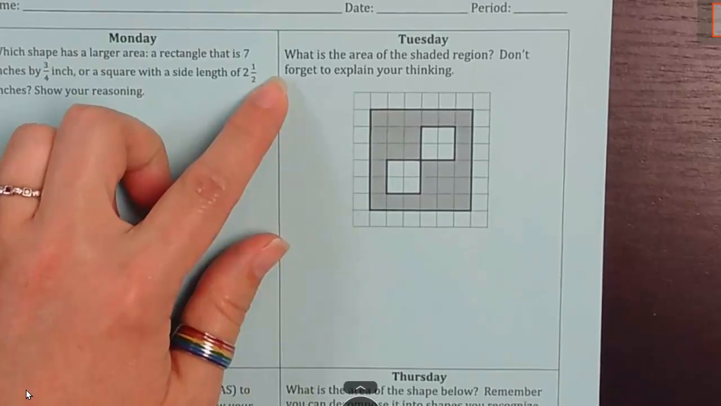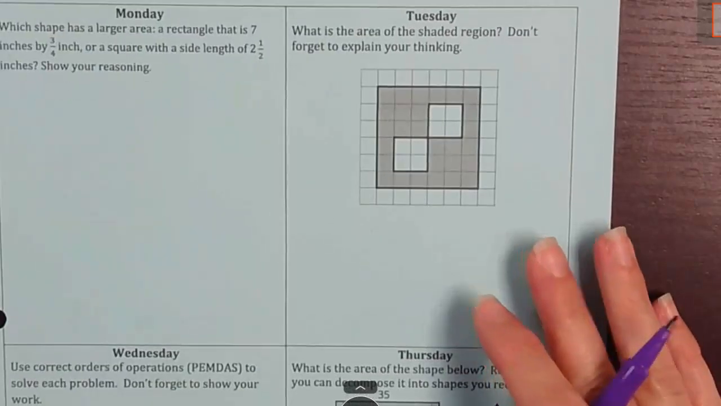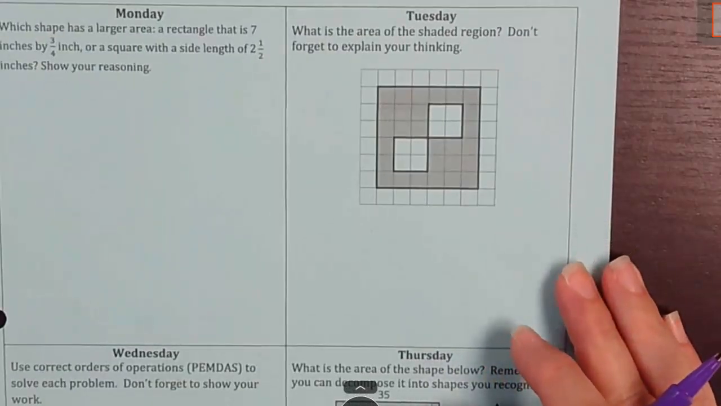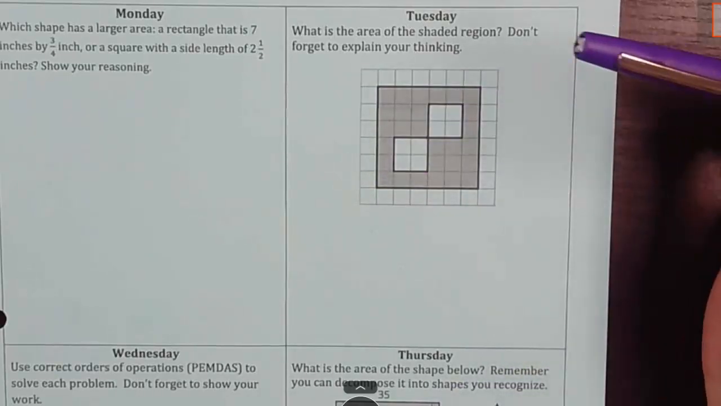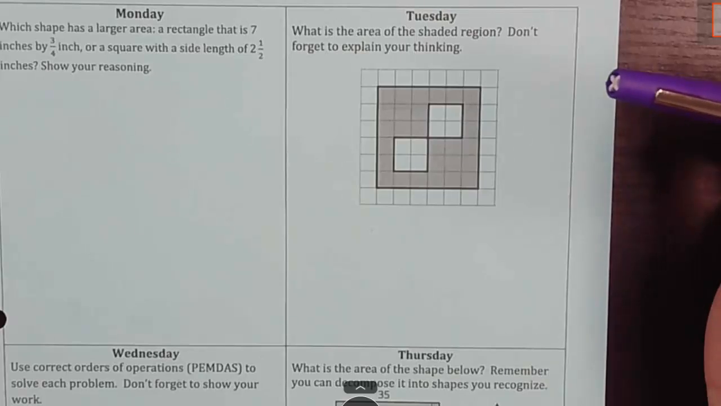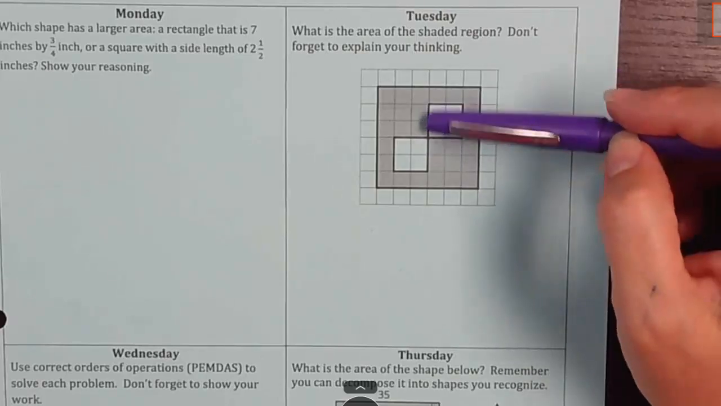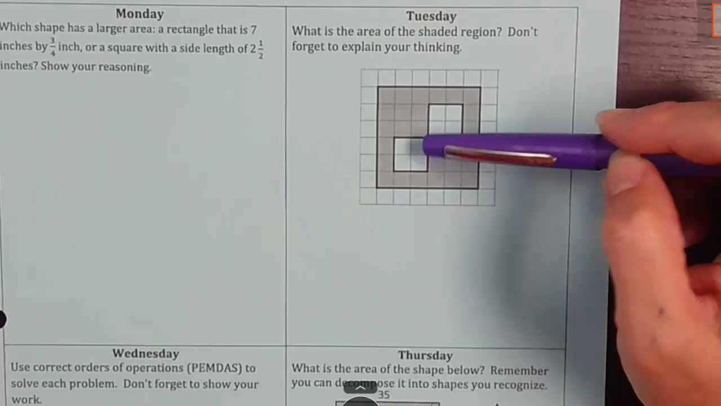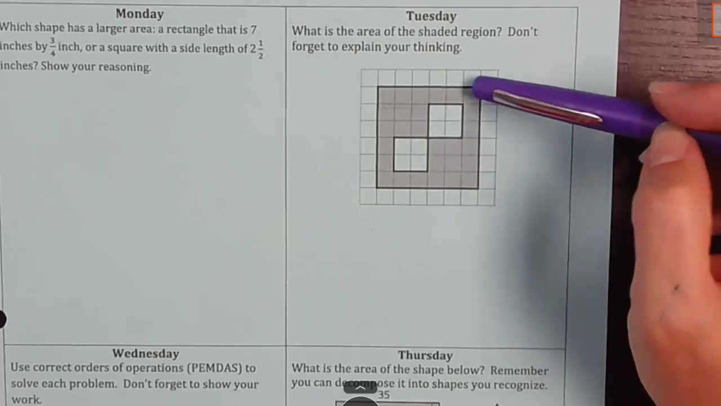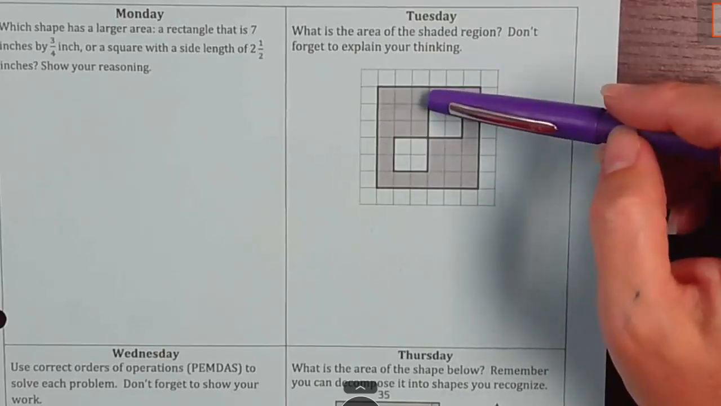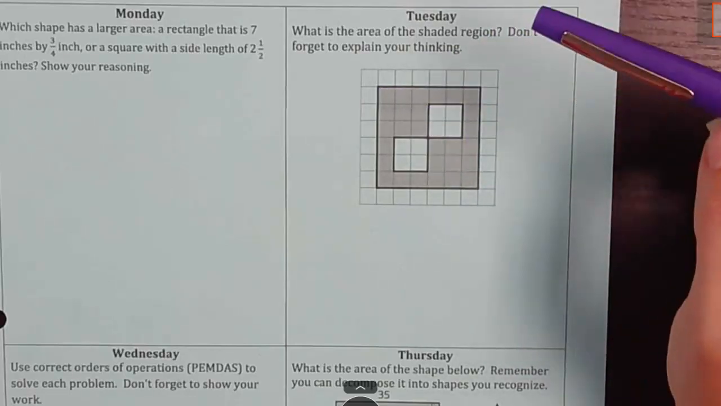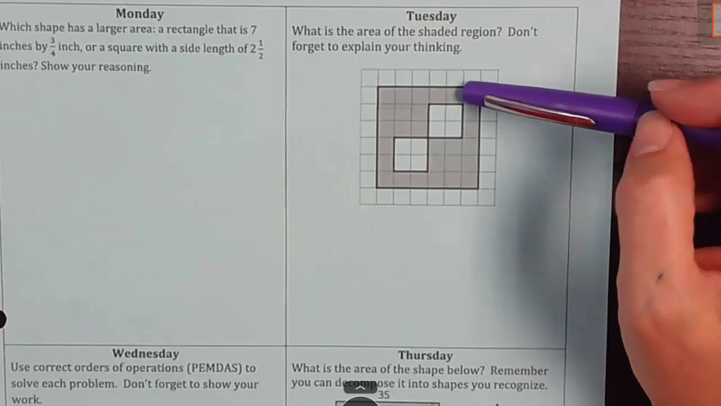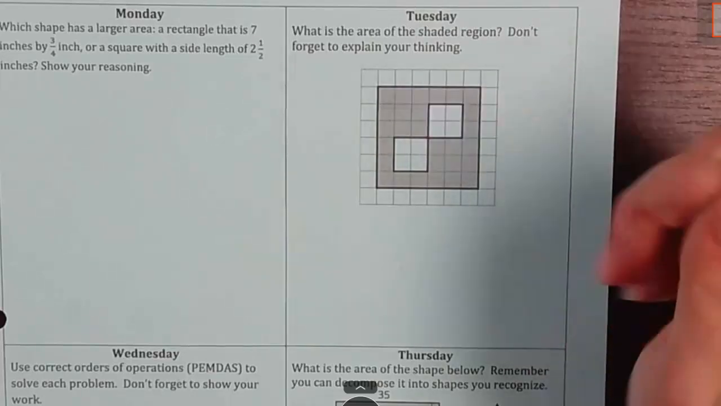Tuesday says, what is the area of the shaded region? And don't forget to explain your thinking. Okay, well, it looks like this shaded region is like a rectangle or a square. I'm not sure right away. I'd have to count. But it's got some holes in it. It's got some gaps. These two aren't shaded. So I need the area of all of this. Okay, you could count all of them up, but I think you can do better than that. And think about, how do you find the area of the whole thing?